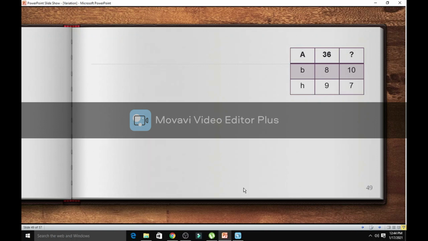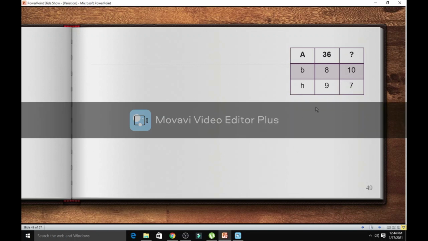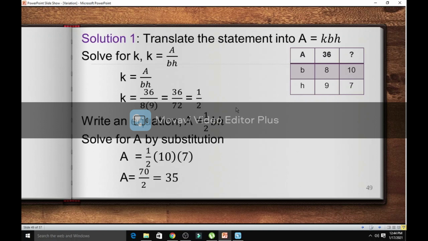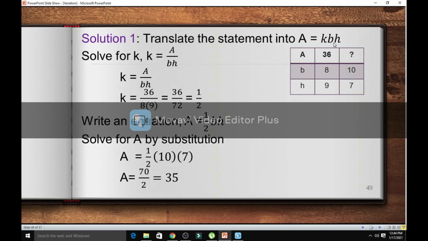So, kung makikita nyo po, yung una, ginawa ko po is, sinulat ko po yung given doon sa ating problem. So, yung area which is 36 square centimeters, B is equal to 8 centimeters, and the height is 9 centimeters. So, ang tanong, ano daw yung magiging area ni triangle kapag ang base ay naging 10 at ang height ay naging 7. So, solution is to translate the statement into a mathematical sentence. So, yung statement natin kanina that the area varies jointly as the base and the height. So, A is equal to KBH yung ginawa nating equation.